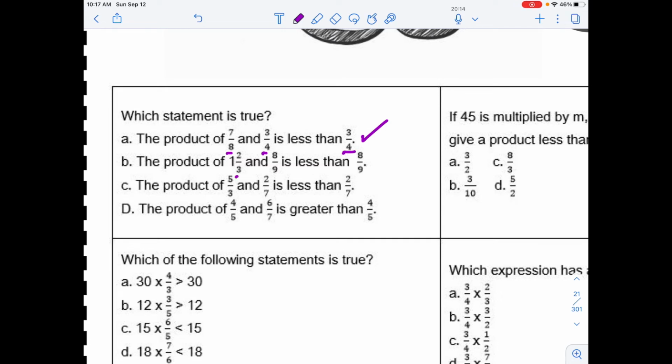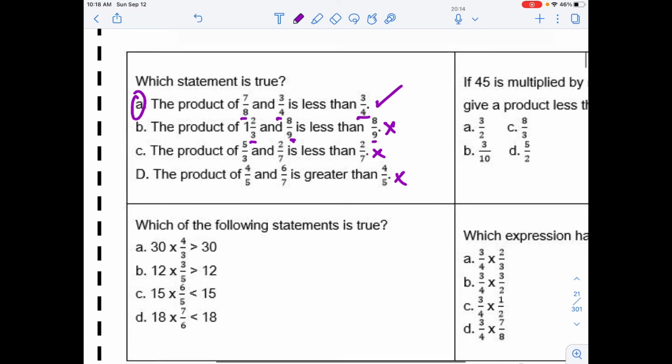Now the product of 1 2/3 and 8/9 is less than 8/9. Well, if I'm multiplying a number that is greater than 1 whole and less than a whole, that means it's going to be in between them. So that is not true. The product of 5/3, remember that's an improper fraction that's greater than 1, and 2/7, that's a proper fraction, is less than 2/7. So that should be in between them. So that's not true. The product of 4/5 and 6/7 is greater than 4/5. So that should be less than. So our correct answer is A. Good job. All right, let's go to the next one.